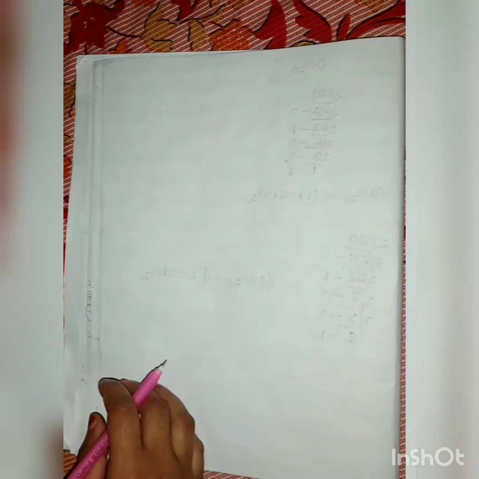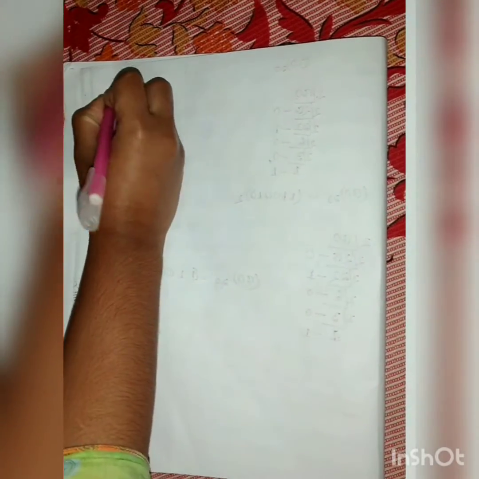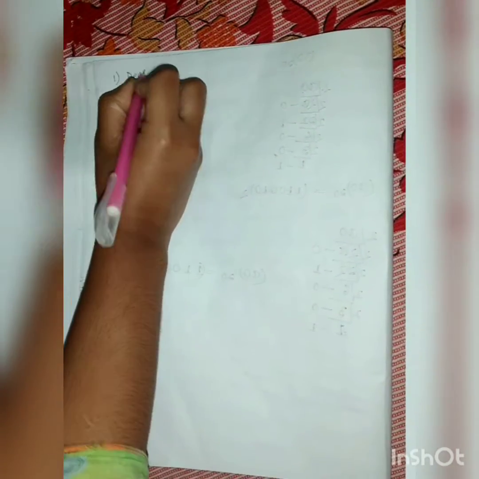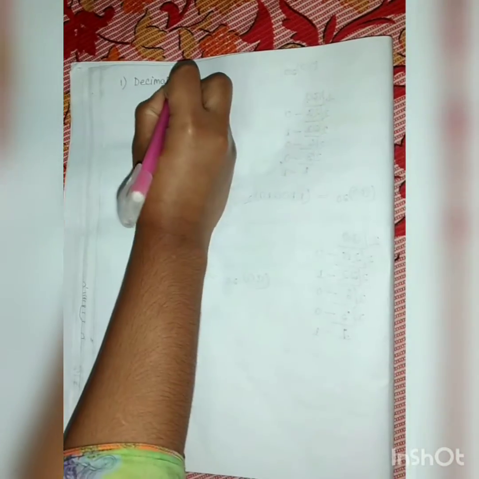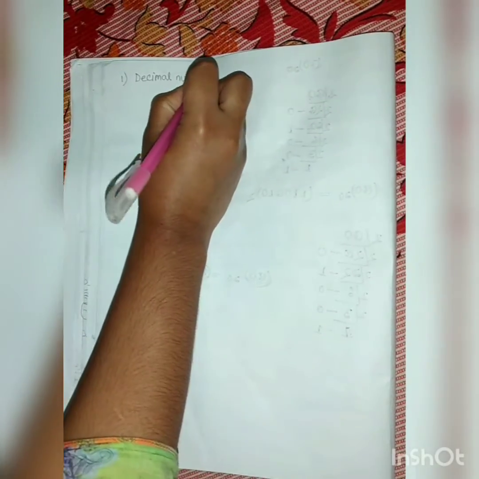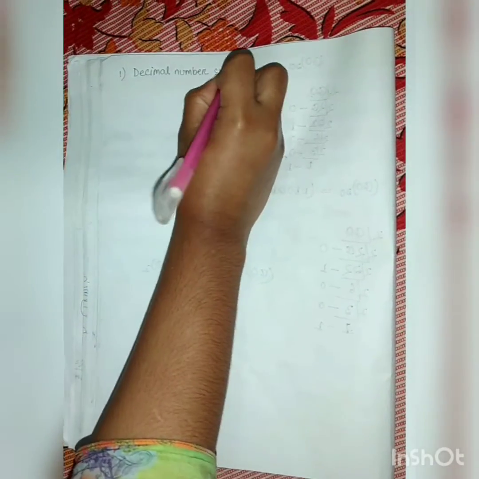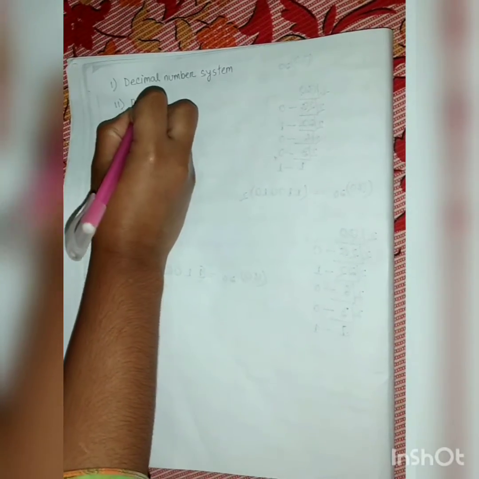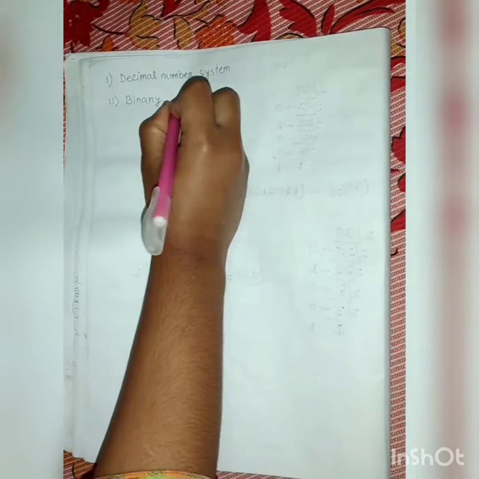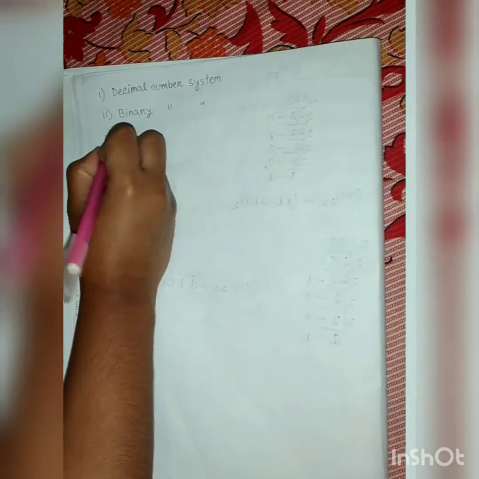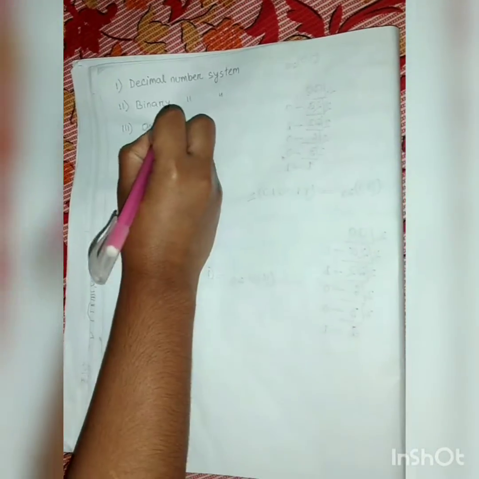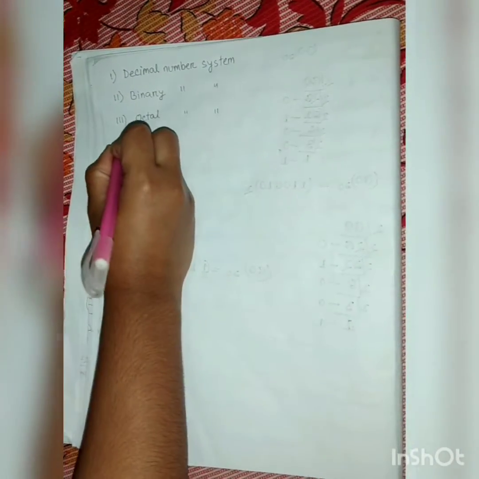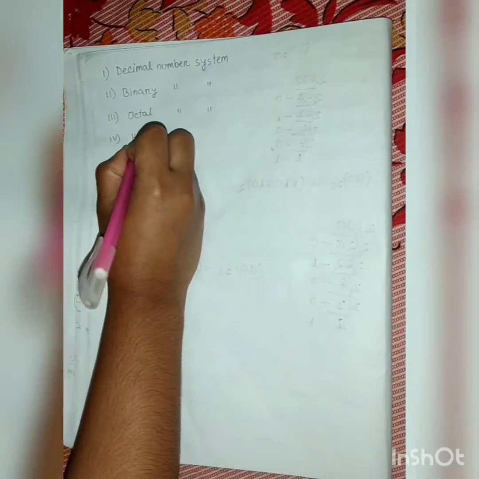Today we will learn the number system and the conversion of number system. There are four types of number system. Those are decimal number system, second one is binary number system. Third one is octal number system, and the fourth one is hexadecimal number system.